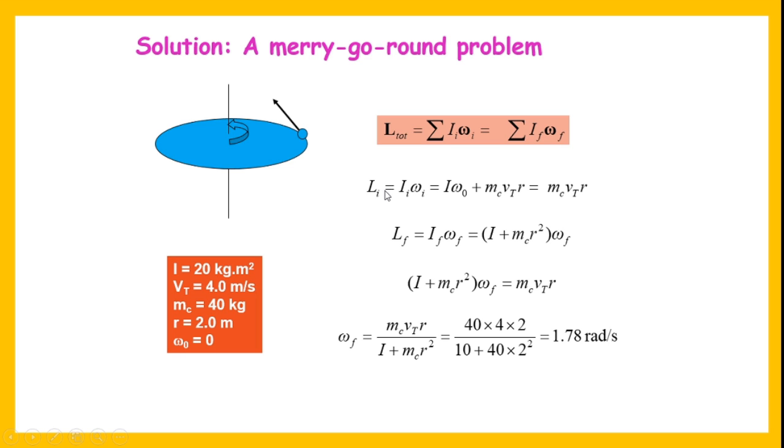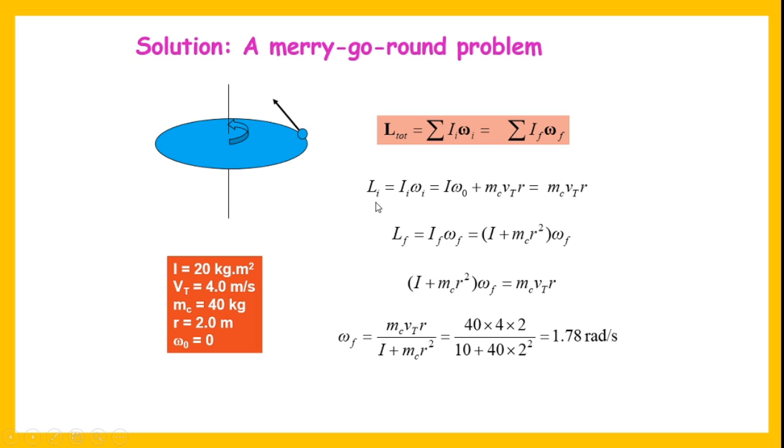First we will calculate L_i, that is I_i omega_i, or else it can be written as I omega naught plus m_c V_t into R. As omega naught is equal to 0, this term becomes 0. Hence, this value will be m_c V_t R. Similarly we calculate L_f. L_f is equal to I_f omega_f, which is I plus m_c R squared into omega_f. This L_f should be equal to L_i.